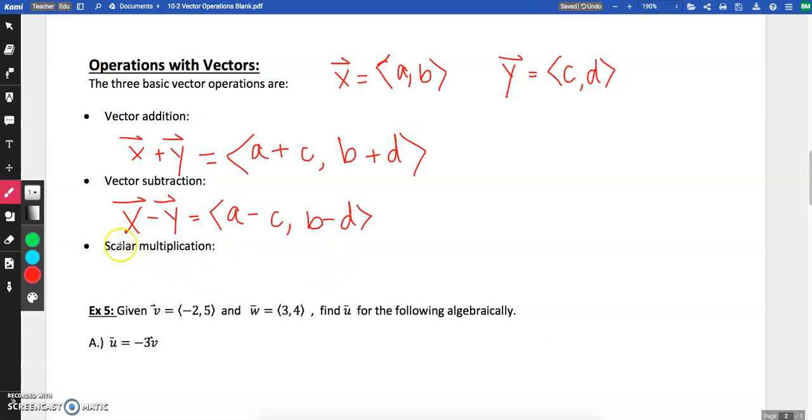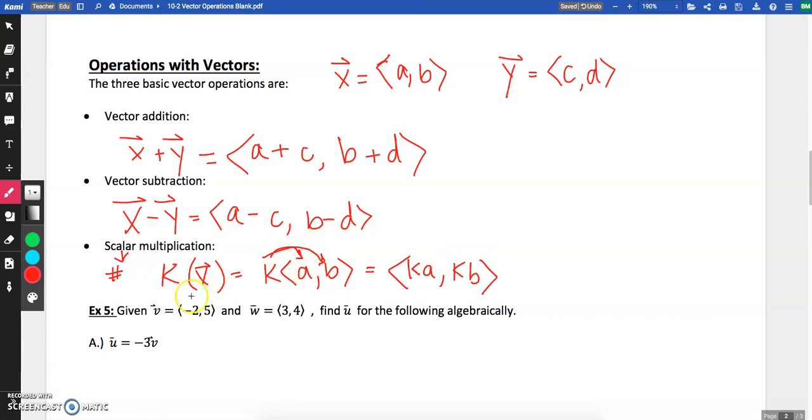Lastly, we have scalar multiplication. Scalar is just a regular number. So if I'm multiplying a number k, and again, k is just a placeholder, it would be like 5, 12, 32, 1/5, whatever, times vector x. It would look like k times vector a, b. And just like parentheses, we would just distribute. So it becomes k times a and k times b. So let's see what that looks like with a few examples here.